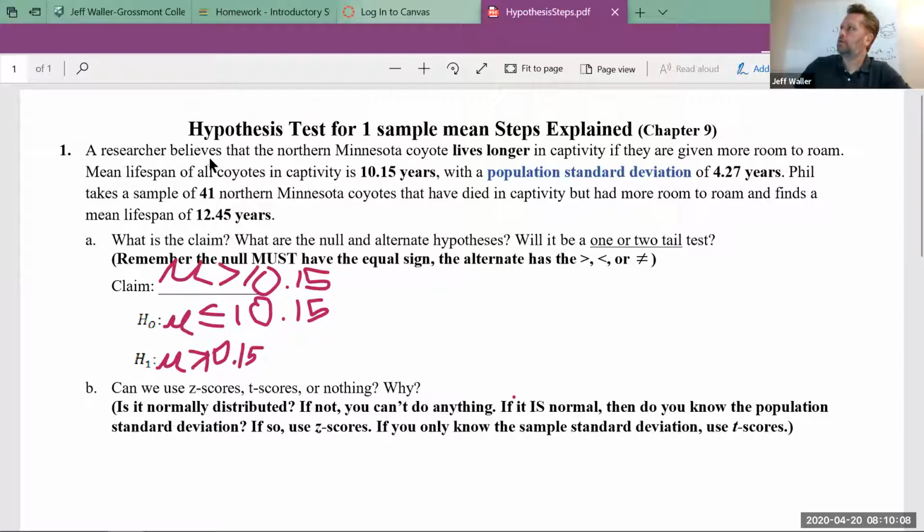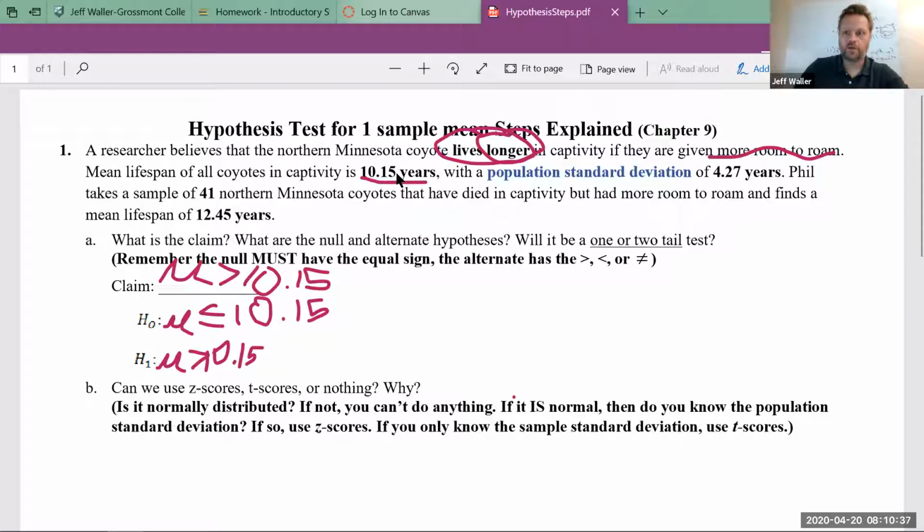So a researcher believes that the coyote lives longer if given more room to roam. Lives longer than what? What do they normally live? The mean lifespan of all coyotes in captivity, they normally live to be 10.15 years old. So therefore, this guy or girl believes that the mean is greater than 10.15. Can you guys see that?